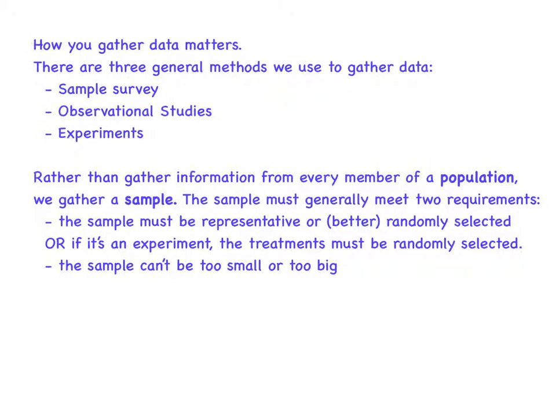Okay, so how you gather the data matters, what we were talking about. There are 3 ways that we gather data: a sample survey, so we were talking about handing out a survey, observational studies, and experiments. The observational studies and experiments we're going to talk about in 9-2. So we're going to talk most about sample surveys today and how to put together a sample. Rather than gather information from every member of a population, so that term, population, is the entire group you want to know about.